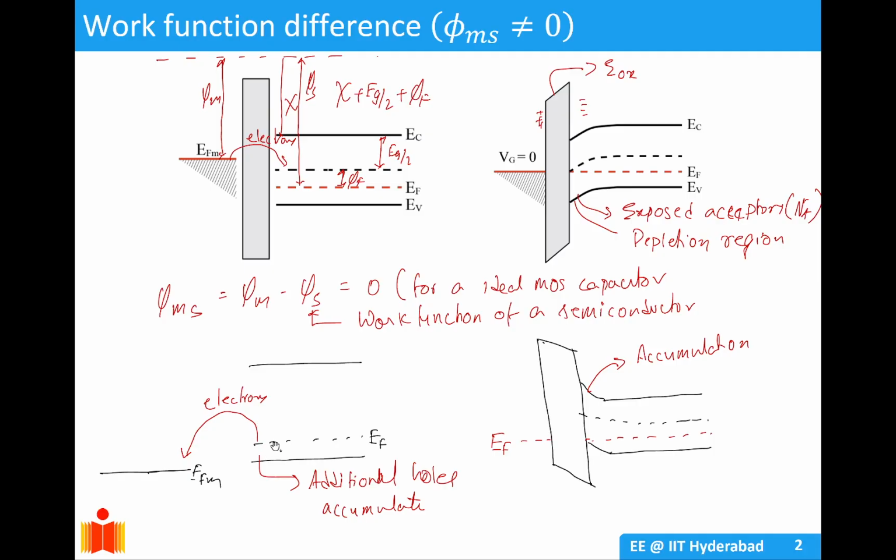And in the reverse case, this is where the semiconductor work function was greater than the metal work function. That was the case where the Fermi level is below. In case the Fermi level is above, it will go down to match the Fermi level of the metal, and electrons will go from the semiconductor to the metal, creating hole accumulation in this region and causing a negative band bending, negative slope.